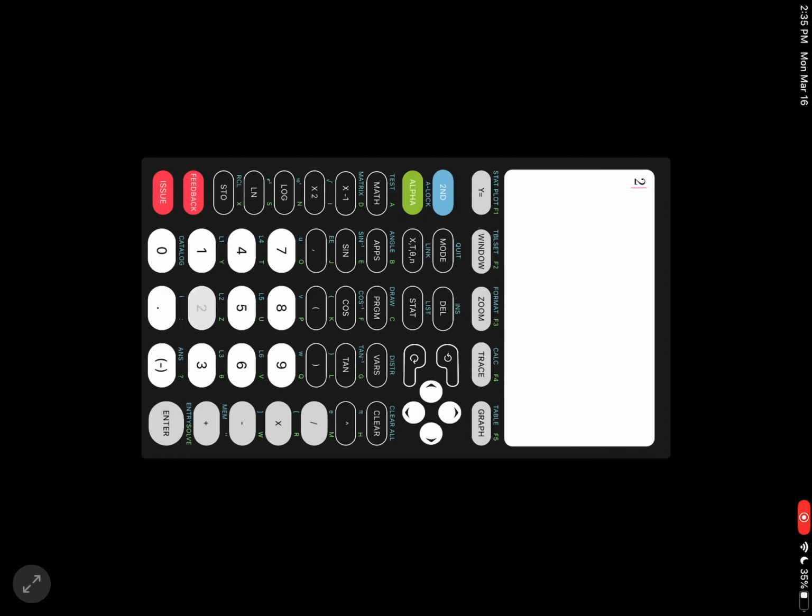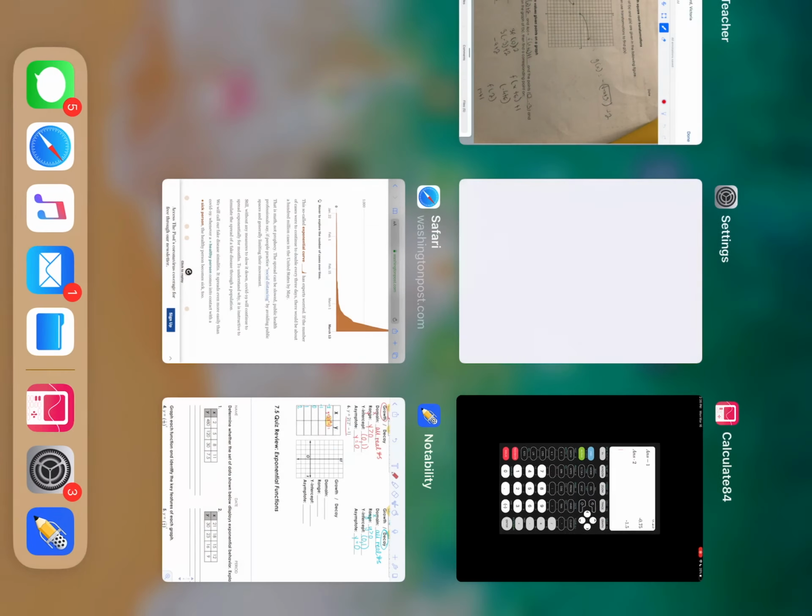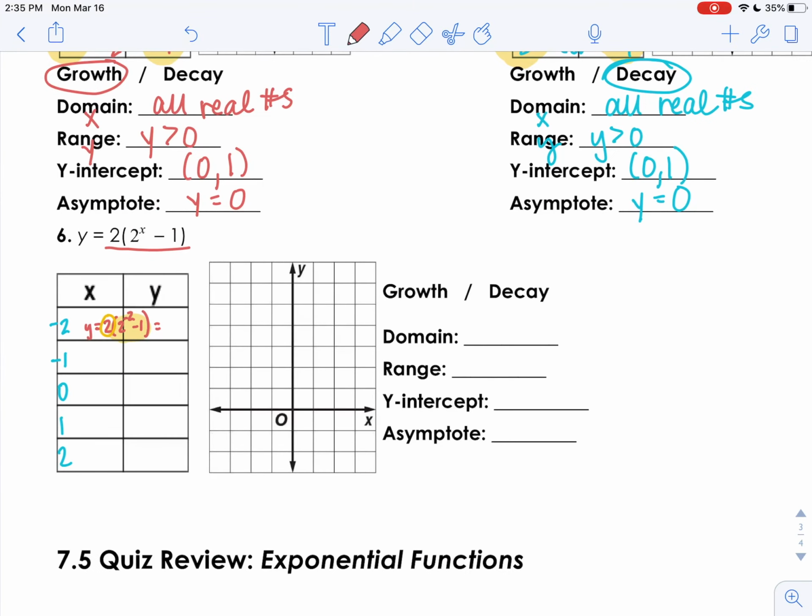So 2 to the -2, I'm going to clear. So 2 to the -2 equals, and then I need to do -1 because that was in the parentheses, equals, and then the last thing I'm going to do is multiply by 2, equals, and I get -1.5. So -1.5.